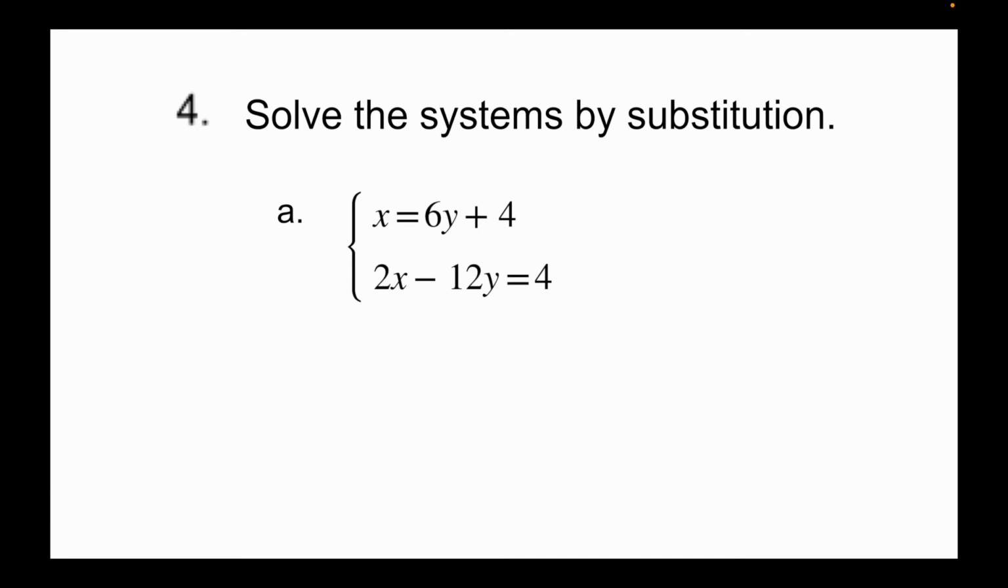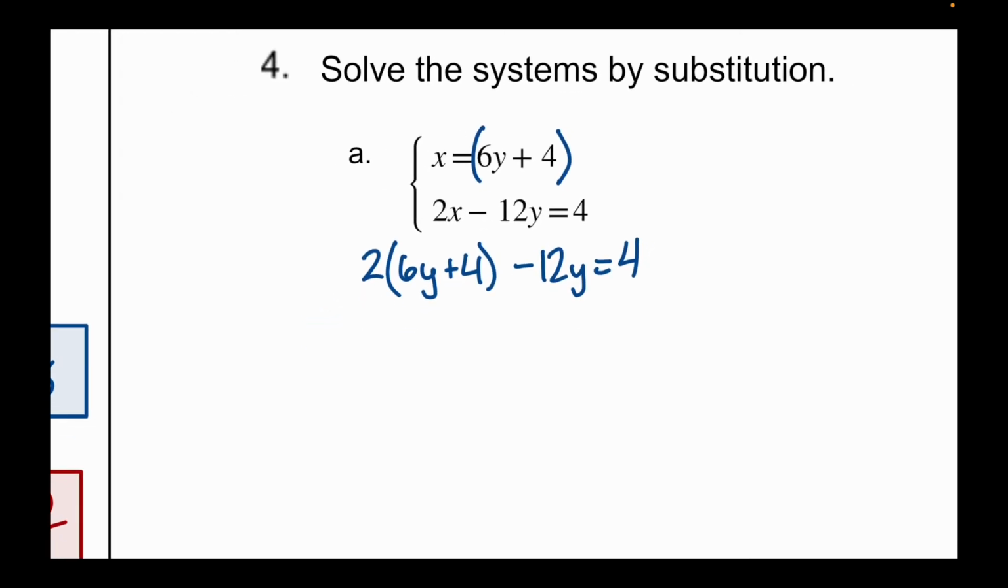So for 4a, x here is what we're going to consider the quote-unquote teacher, and we're going to have 6y plus 4 be our sub. So we'll have class looking exactly the same, except instead of x, we get 6y plus 4. And then it's still minus 12y equals 4.